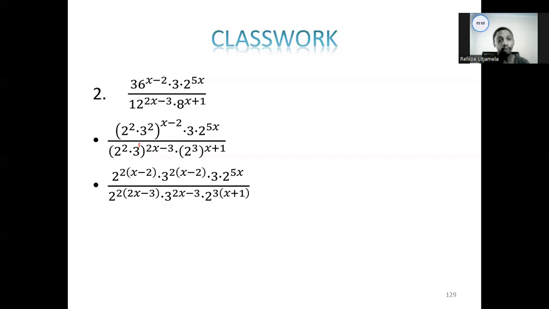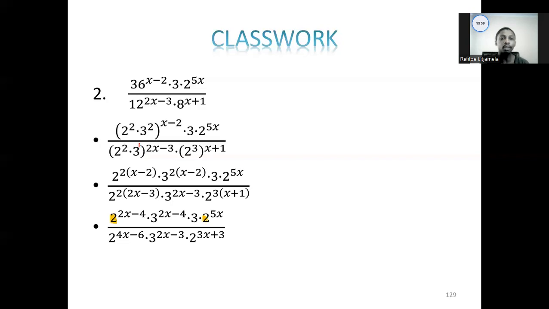Once you've done this, we're going to apply the distributive property. You multiply the 2 with x, multiply the 2 with minus 2, and this is what you will get for each of those. Now you identify the bases that are the same. You write them as a single base, and then you add the exponents. The bases of 2 here, let me just choose a different color. This is the base of 2. That is the base of 2.